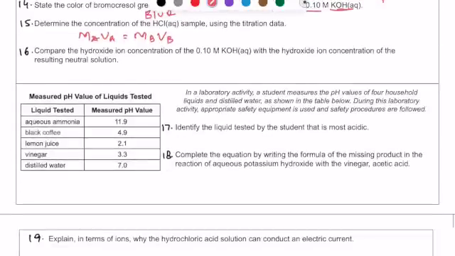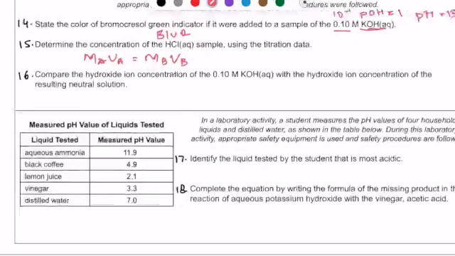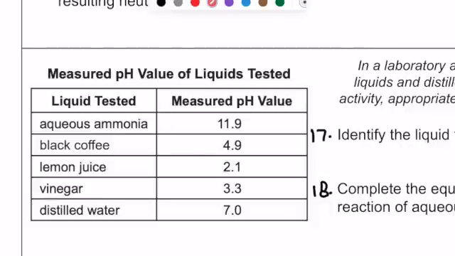Identify the liquid tested by the student that is most acidic. So most acidic means the one that has the lowest pH. So that will be lemon juice. Lowest pH.